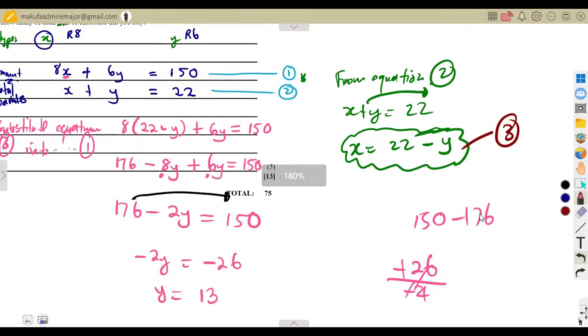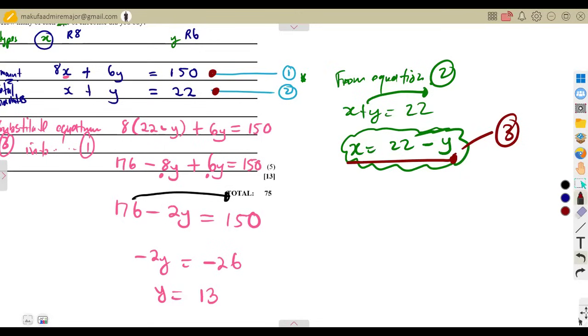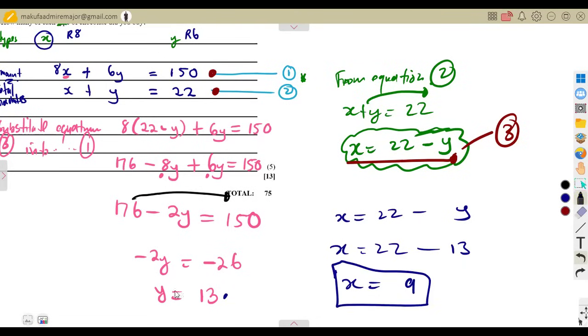So if Y is equal to 13, what about X? Because we need X. Already we have X as the subject in equation 3 here. Yes, you can substitute in any equation, either equation 1 or equation 2. It's up to you. But you can take advantage of equation 3 because already in equation 3, X is the subject. X is equal to 22 minus Y. So X is equal to 22 minus the value of Y that we have here, which is 13. So X was going to be 22 minus 13, which is 9. So you could have taken advantage of that.